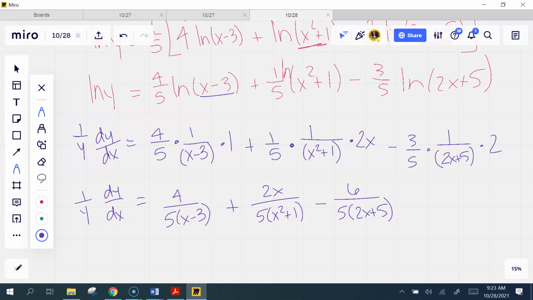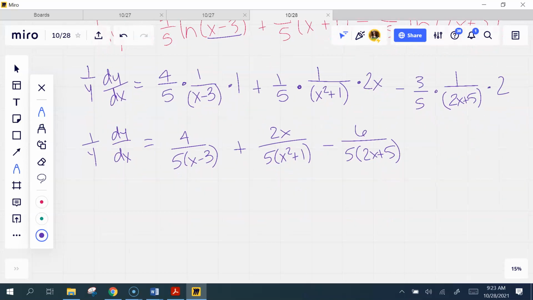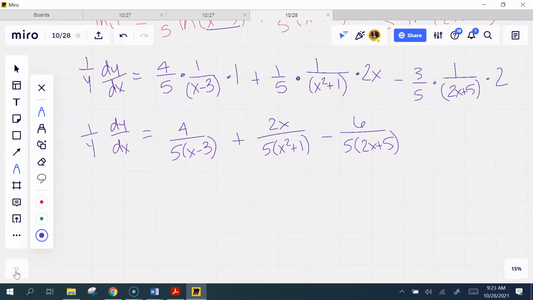I am almost there. I'm just going to throw a parenthesis and times it by y. But whatever, just write it and leave it. You don't have to do anything with it.